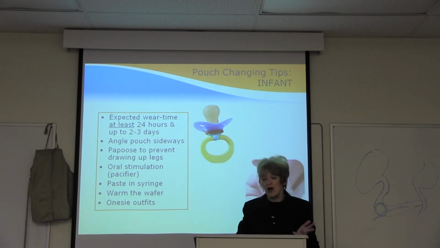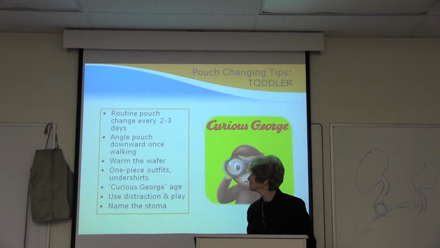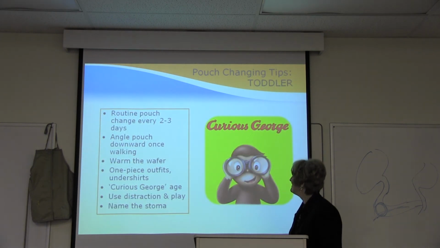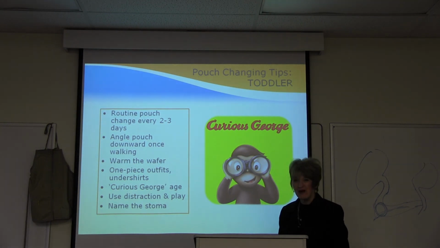And then we'll talk about this again when we get to growth and development, but you know how babies explore, they like to snatch pouches off. So as soon as they get to that stage, we put them in onesies so they can't get to the pouch. For your toddlers, 2 to 3 year olds, usually we can keep the pouch on for 2 to 3 days. It is variable.